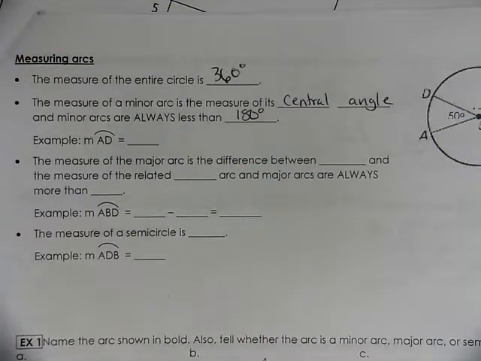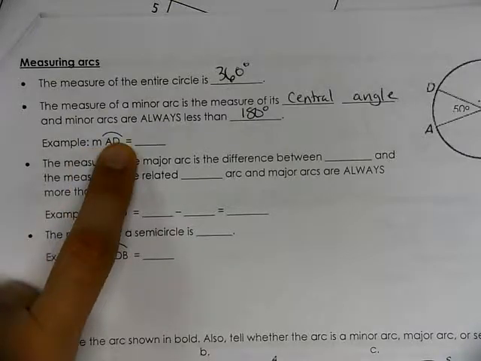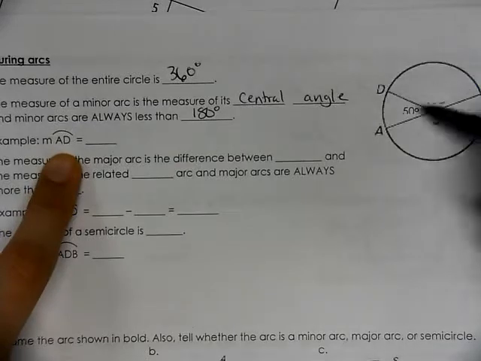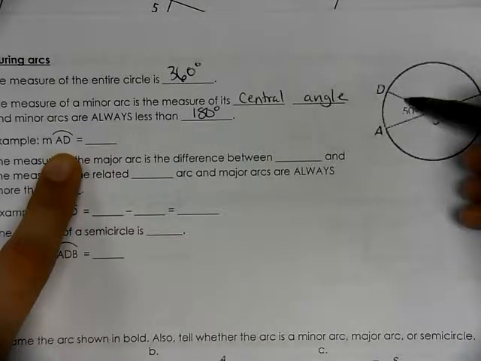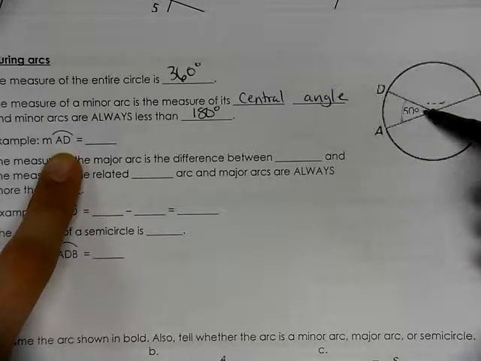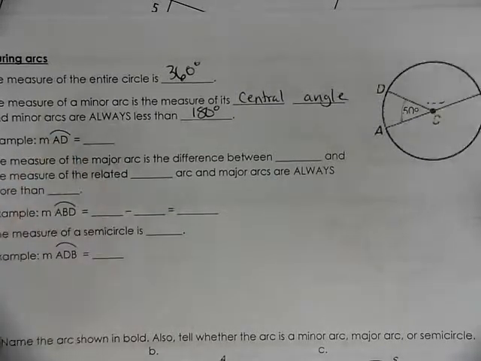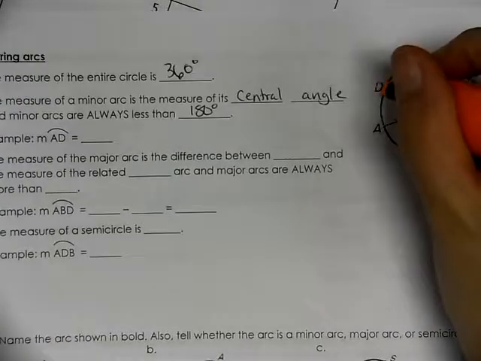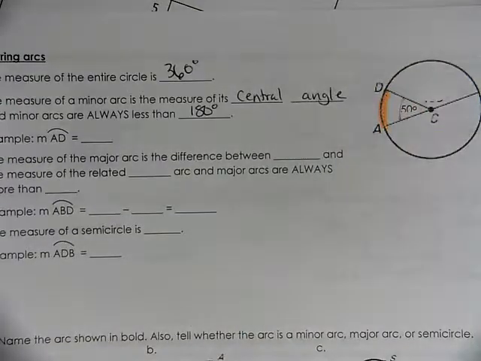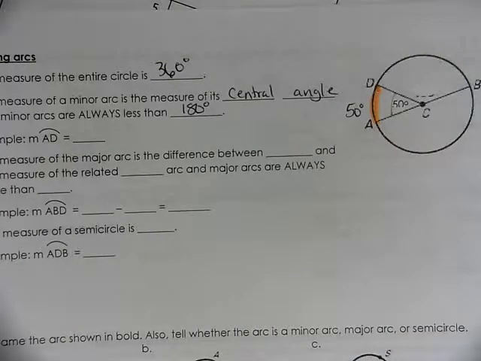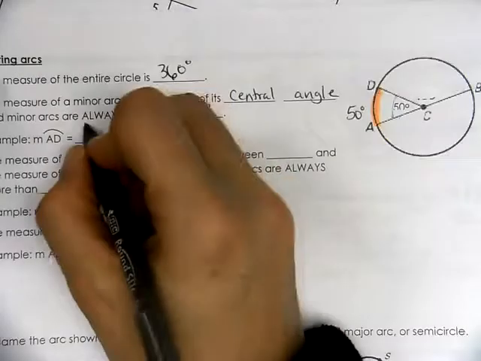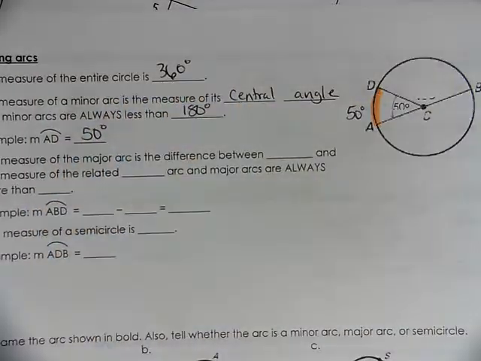So for example, see how it says MAD with the arc on top? That's the measure of arc AD. See how there's a 50 degrees? That's the central angle. Think of it as shining a light on DA, or AD, this arc here. So this is also 50 degrees. Does that make sense? Think about a flashlight. So the measure of arc AD is 50 degrees.